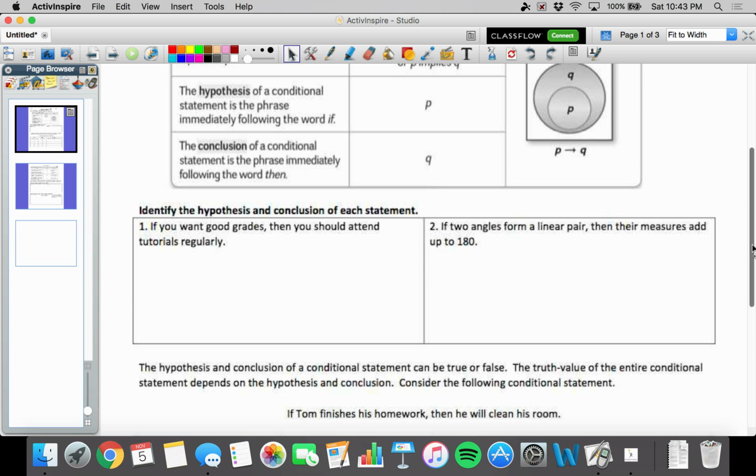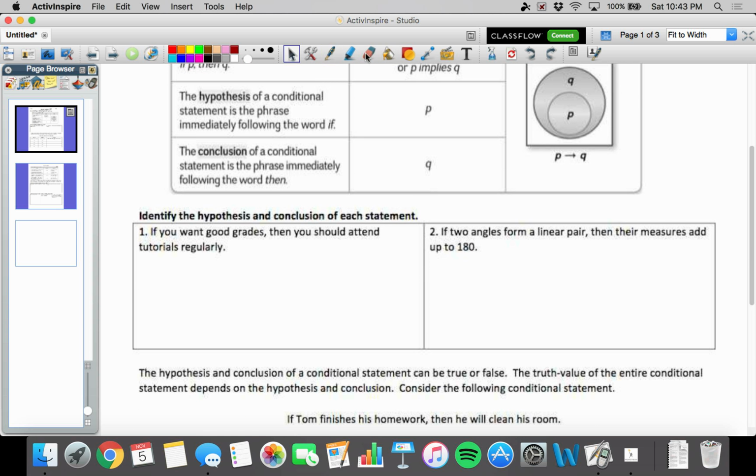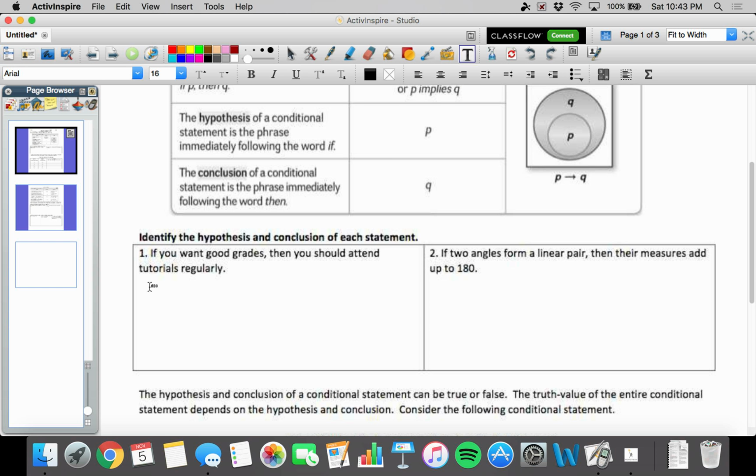In this first part, identify the hypothesis and conclusion of each statement. Remember, the hypothesis is what comes right after the word if. So: if you want good grades, then you should attend tutorials regularly. The hypothesis would be you want good grades. And the conclusion would be you should attend tutorials regularly.